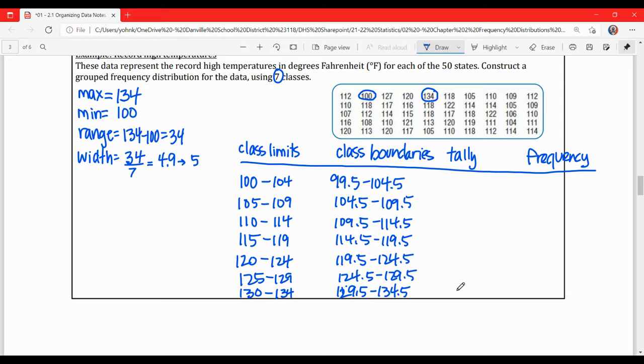Then I'm going to go through and tally them all up. So 112 is going to be here, and 110 is going to be here. We're going to go through and find them all. It's going to take forever to do, so I don't want to waste a ton of time doing it. All right, so our frequencies were 2, 8, 18, 13, 7, 1, and 1.